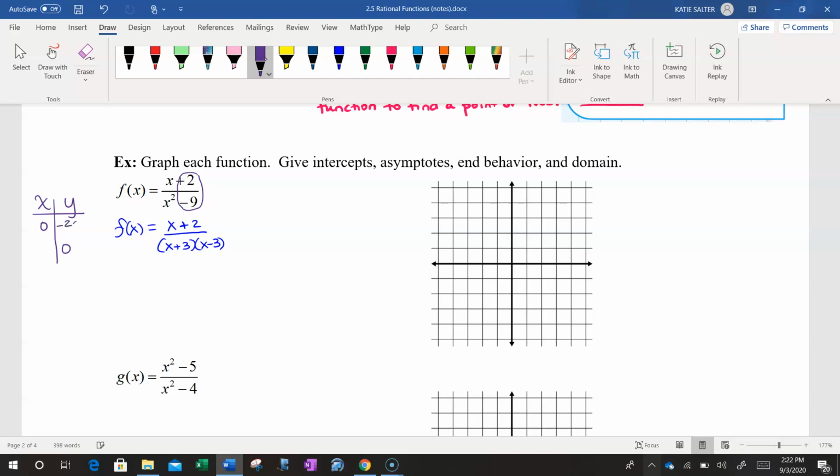Again, you can substitute 0 in for x in the numerator and denominator, but you would be left with positive 2 over negative 9, which is negative 2/9. All right, to find our x-intercepts, we know that y is 0.